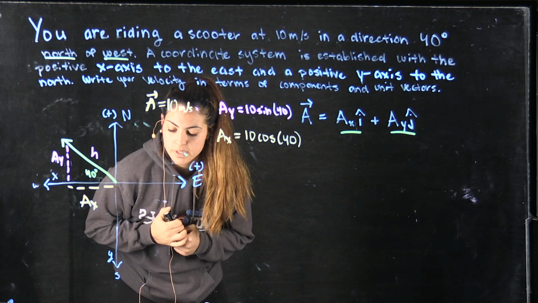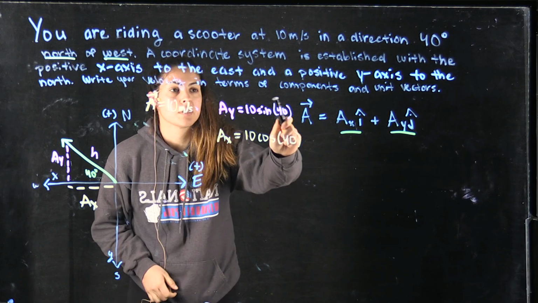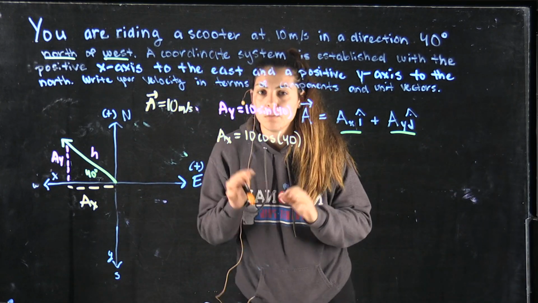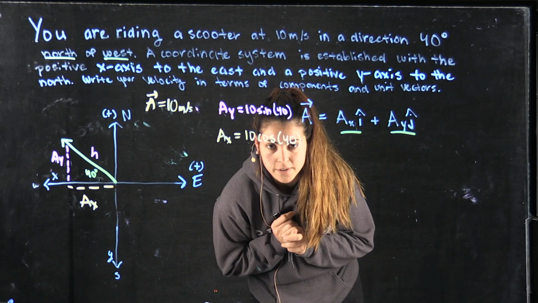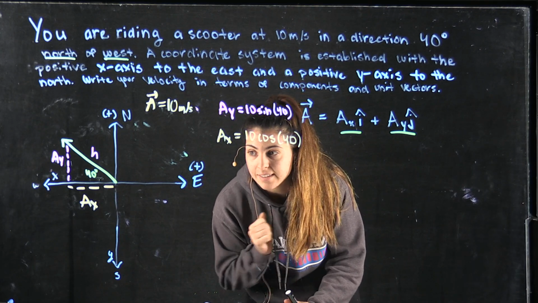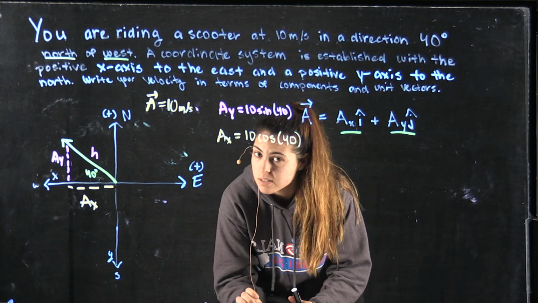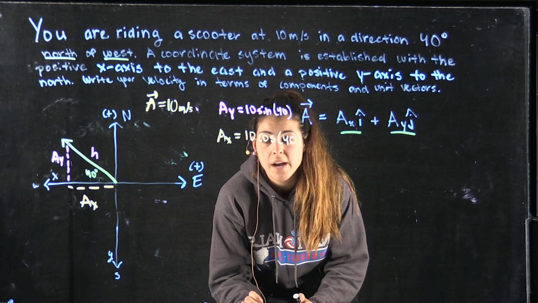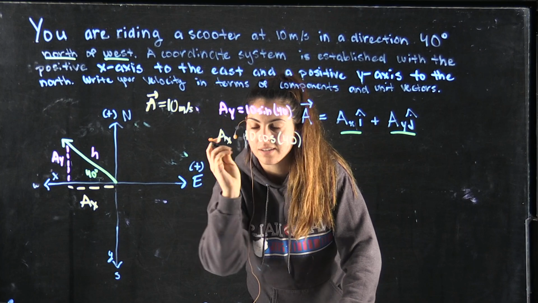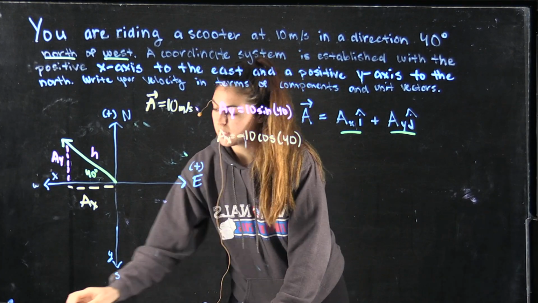Now we can write this in terms of components and unit vectors. Stop me right there before we go any further. Our A of x is pointing in what direction? It is not pointing to the east, which is positive. It is pointing to the west. So when we put this into unit vectors, we have to make sure that this is going to be a negative.